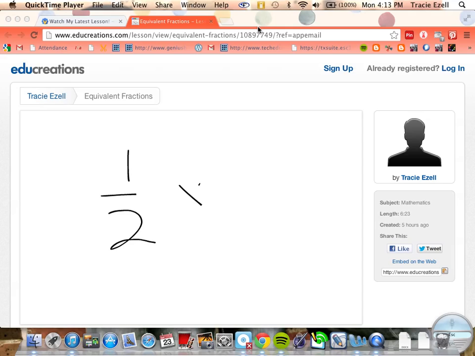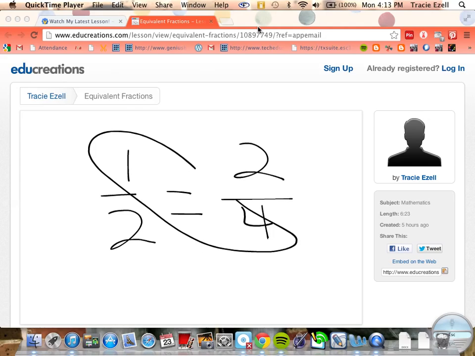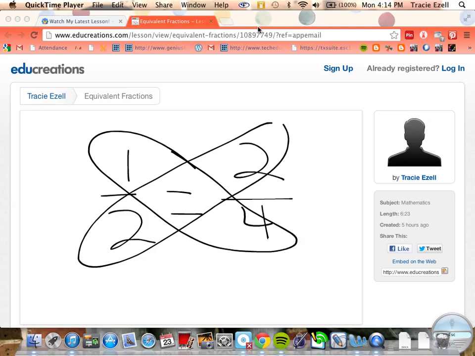Another way you can check yourself before you wreck yourself to make sure you're doing it right is you can cross multiply, crisscross applesauce. To make sure that these two fractions are equivalent, I can cross multiply. I can do the butterfly method and I can cross multiply just like that. And if I get the same number on both sides, 4 times 1 is 4, and 2 times 2 is 4. If I get the same number on both sides, that shows that I have equivalent fractions.